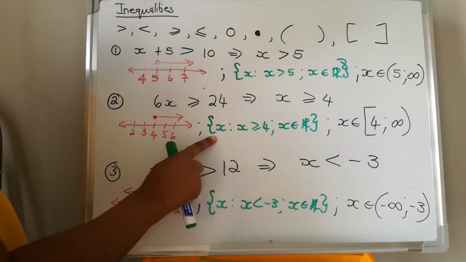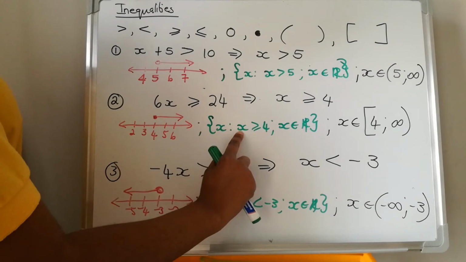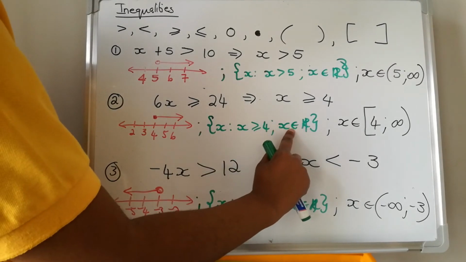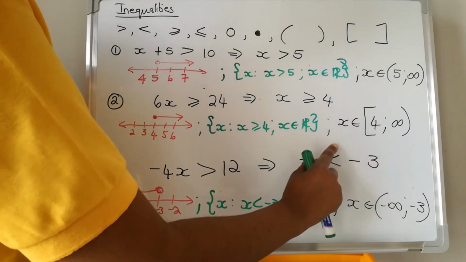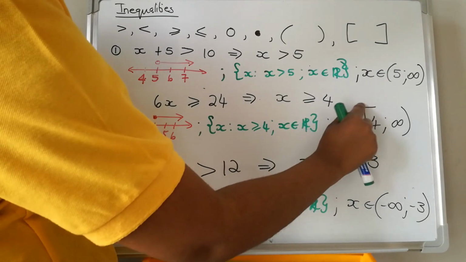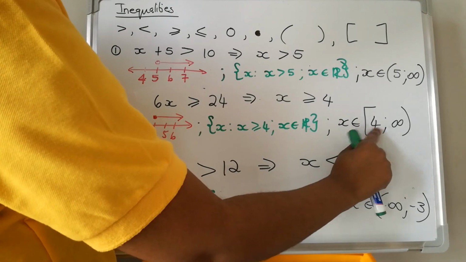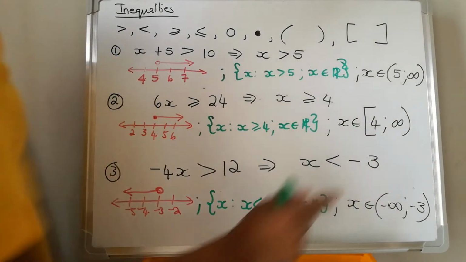Set builder notation, again your set is your x values and you're looking at x values that are greater than or equals to 4 and x belongs in the real number system. The interval notation, notice the difference now because there's an equal sign here, then you include it, so it's a closed bracket, you include the 4 and it goes all the way up to positive infinity.